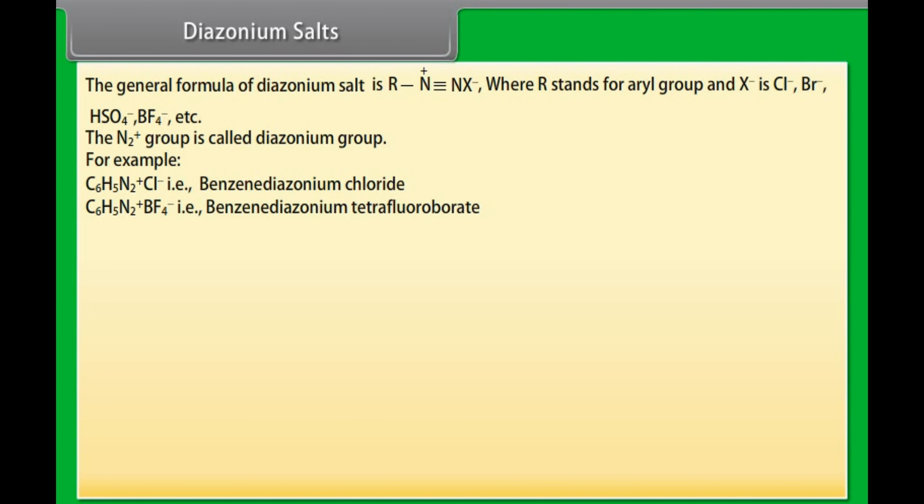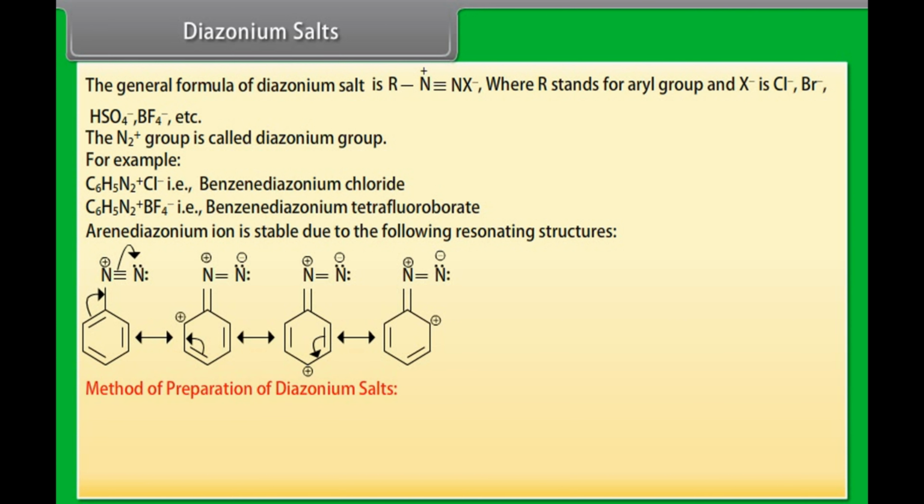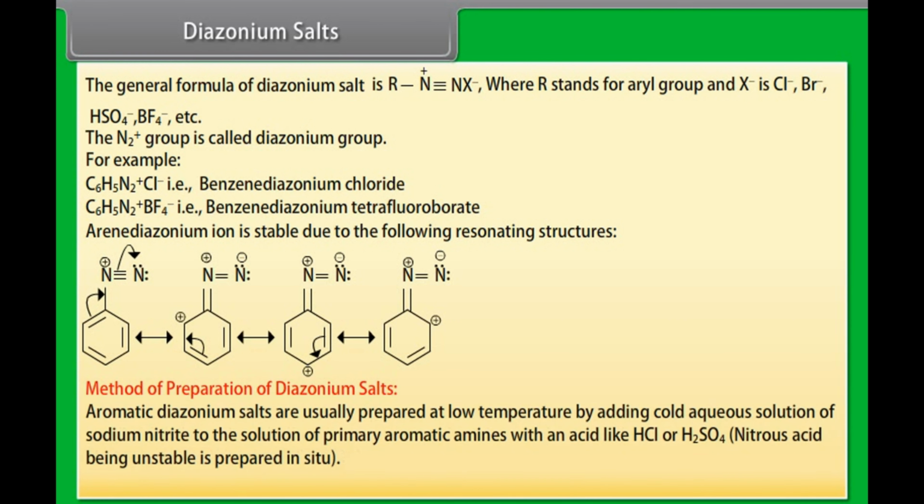C6H5N2+BF4-, that is benzene diazonium tetrafluoroborate. Arene diazonium ion is stable due to the following resonating structures. Method of preparation of diazonium salts.